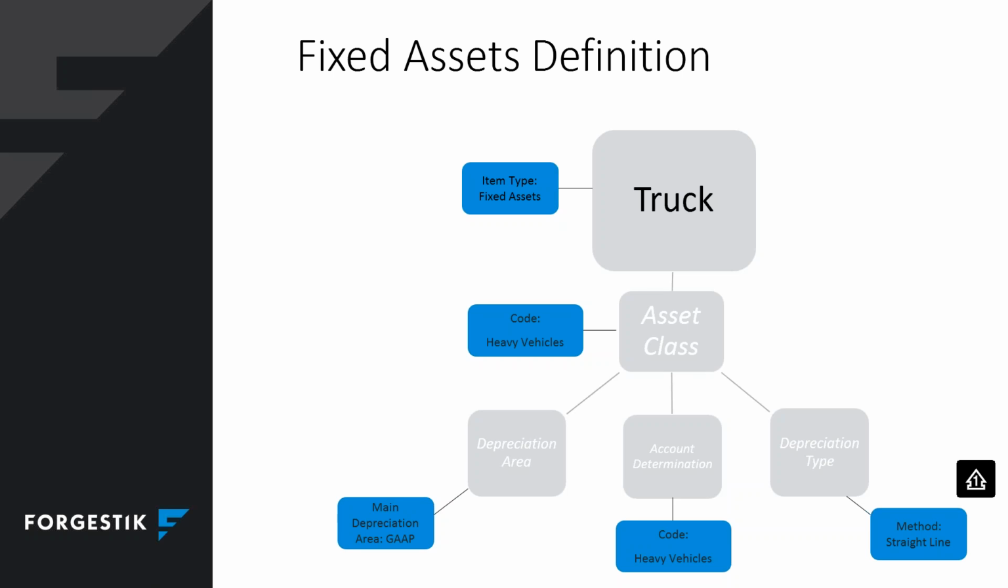So fixed assets. Here we're looking at anything that's a long-term asset that we keep on our books in our balance sheet. An illustration is a truck. When we are going through the fixed asset module, we'll talk about the item type fixed asset. We'll be looking at the codes, the asset classes that relate to the assets. We'll discuss the depreciation area in which the depreciation occurs. We'll look at the account determination and the depreciation type.